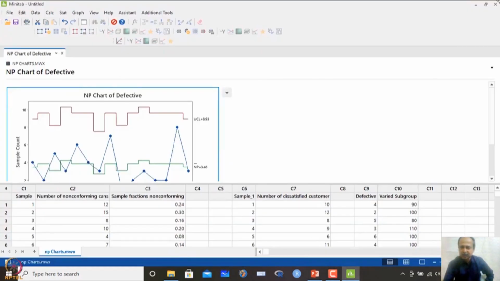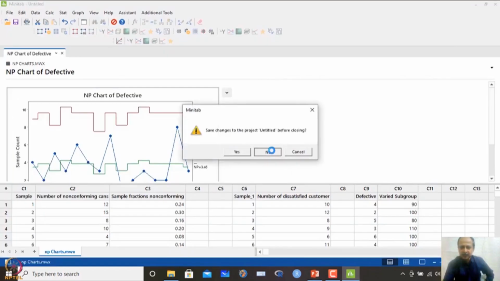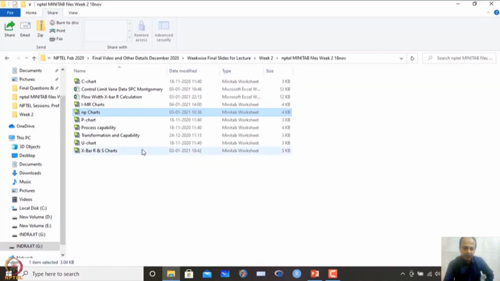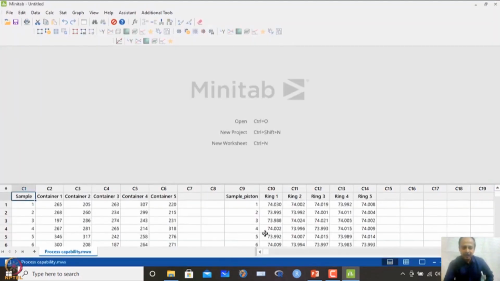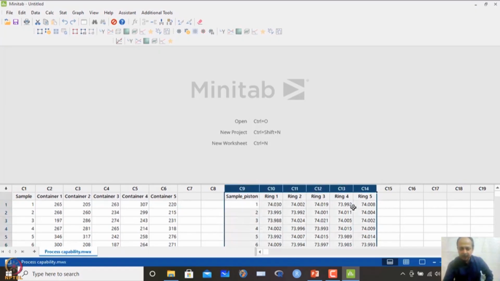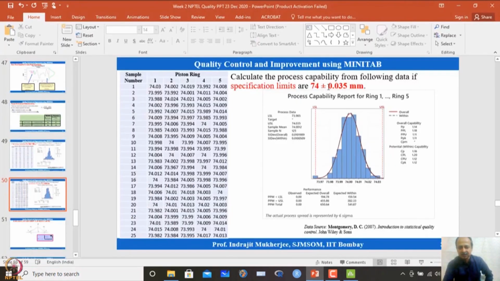So, if you go to the data set, we will close this one and open the process capability analysis MINITAB file, which is already stored with me, and this is the piston ring example that we are taking over here. This example we are taking first. In this case we have a both-sided specification, as you have seen, 74 plus or minus 0.035. This is taken from Montgomery's book example. So, we will try to illustrate that one.